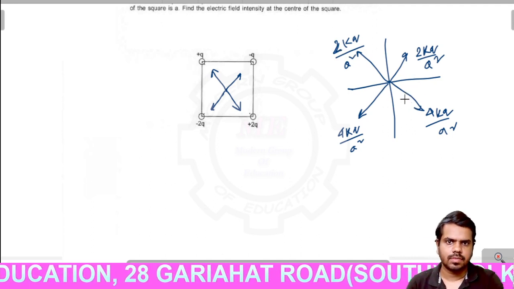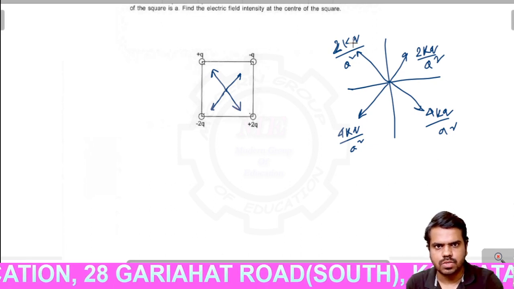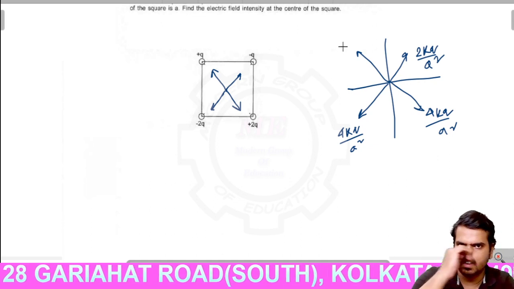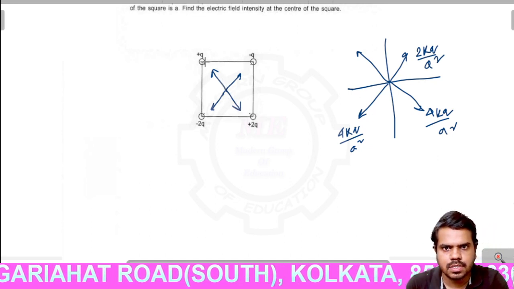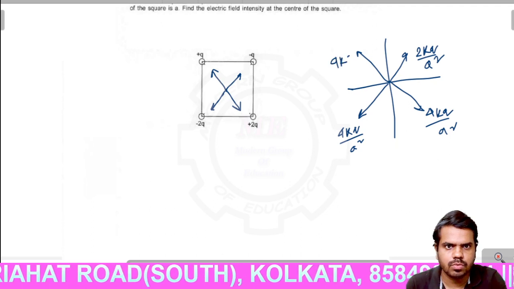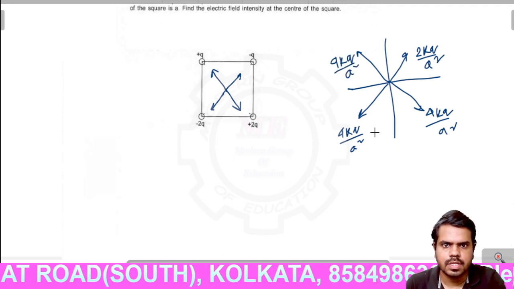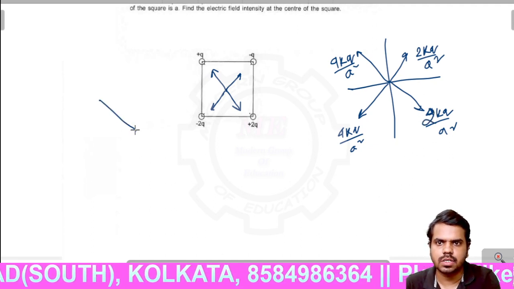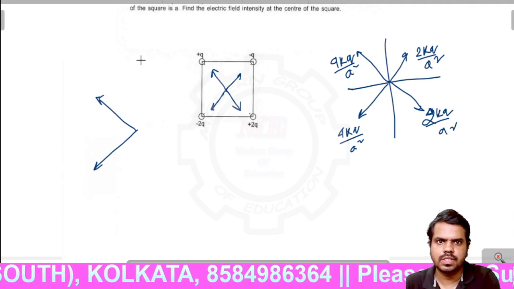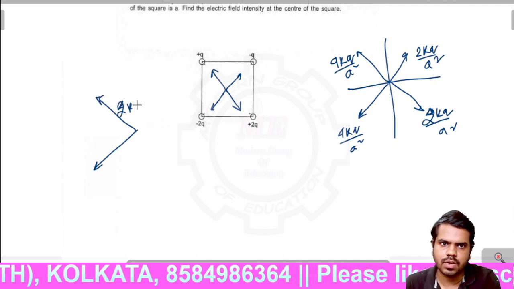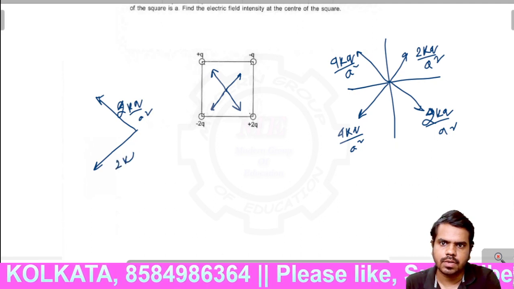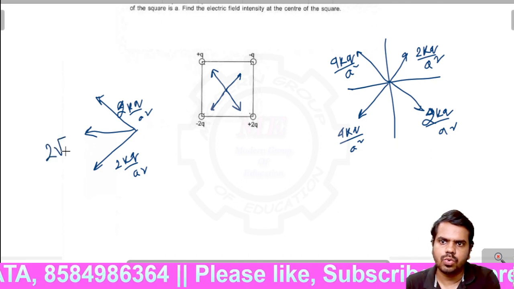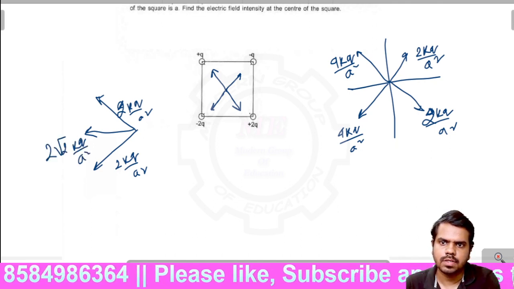Okay, in this side actually 2q and plus 2q, here 4kq by a square. That is the wrong concept. This 2q will repel this charge in this direction, so 4kq by a square, and this plus q will repel this side. This is 2kq by a square. So the force will be in this direction. Electric fields are in this direction, 2kq by a square and 2kq by a square. So the resultant will be in this direction, 2 root 2 kq by a square.